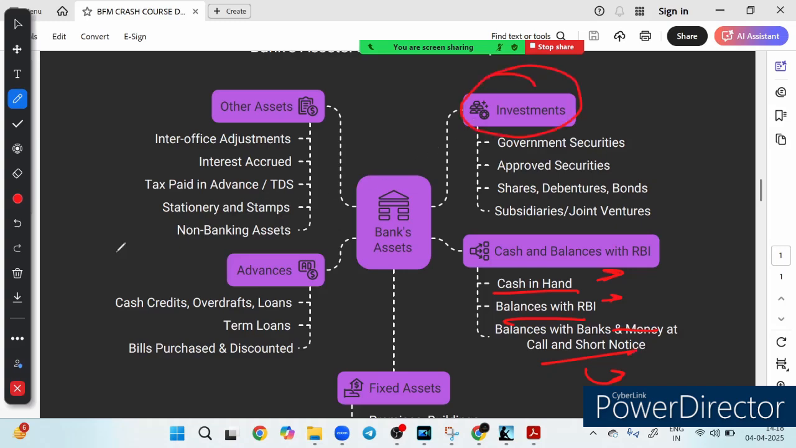Then we have the investment part. What is the investment? Investment: banks don't just hold on to money, they invest it to earn profit.